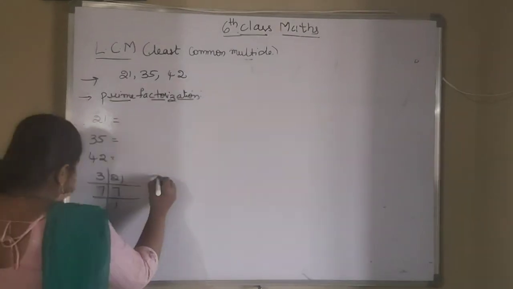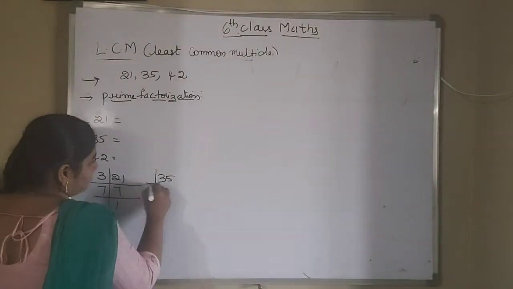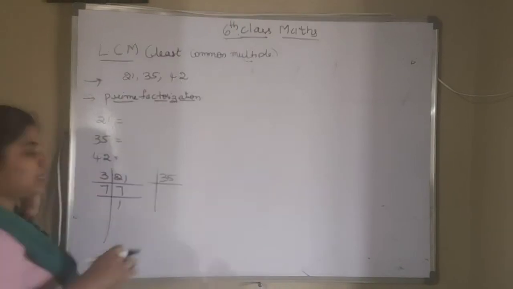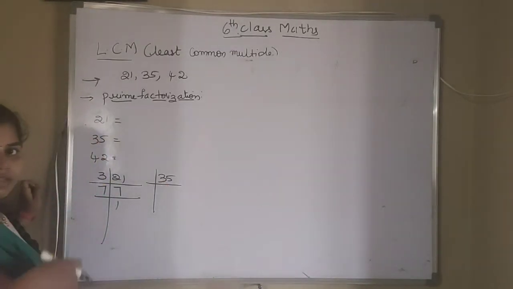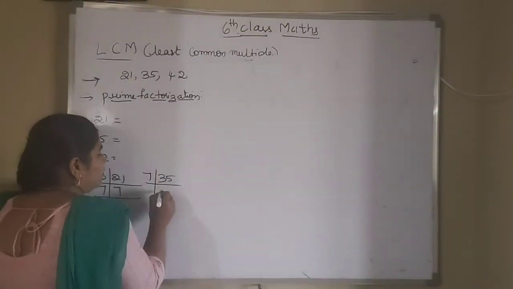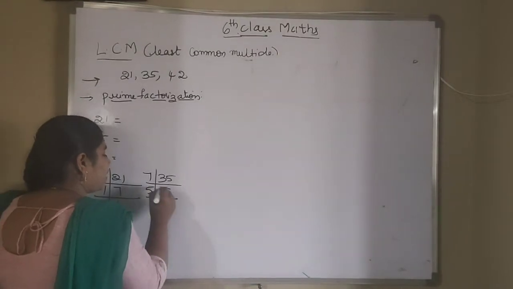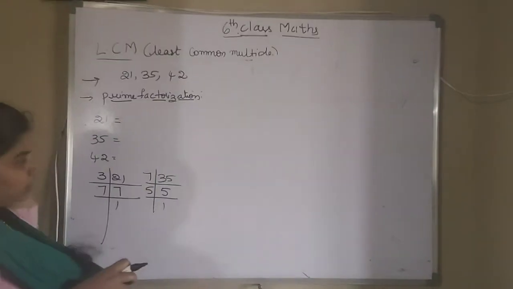Now 35. 35 will go in which table? We can take the 5 table because the last digit is 5. Also we can take the 7 table. So 7 5s are 35. 5 1s are 5.